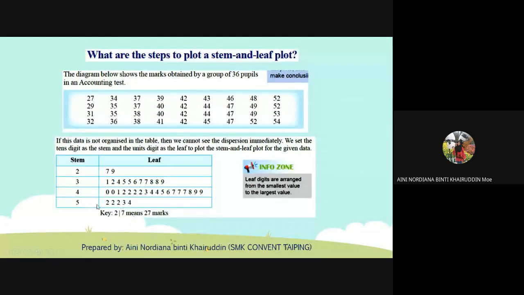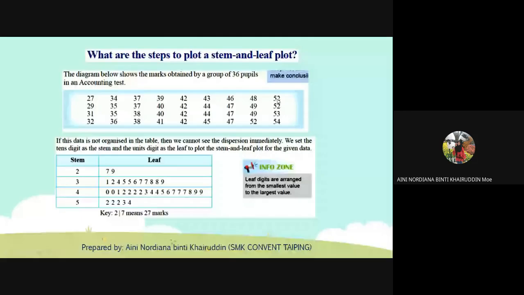Kan kat sini kita boleh nampak markah dia. Ada pelajar tu dapat 52, 52, 52. Kalau yang dua-dua ni maksudnya ada 3 orang yang dapat 52 markah. Table ni ada 2 orang. Lepas tu nak susun steam and leaf ni, dia mesti ikut turutan. Tak boleh suka-suka hati. Dia mesti start dengan 0 hingga 9.